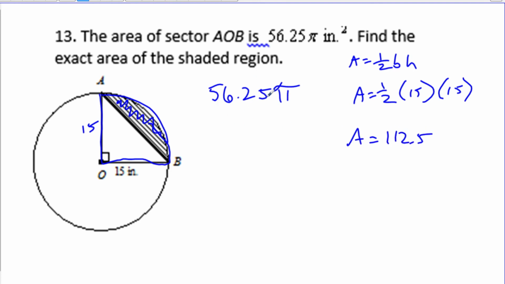So the answer to their question is, if I take 56.25 pi, which is the area of this big sector, and I subtract off 112.5, and in this case it's inches squared for area, right? That would be the area of the little shaded region.